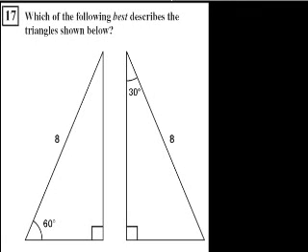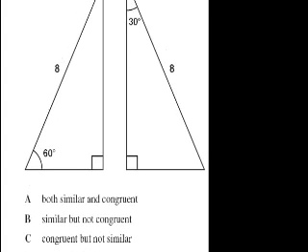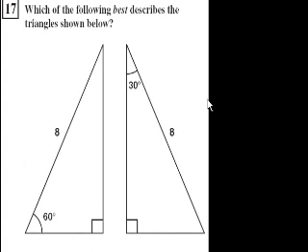All right, we're on problem 17. It says, which of the following best describes the triangles shown below? They want to know, are they similar, are they congruent, etc. Okay, so let's think about it a little bit. They tell us that this is a 60-degree angle, this is a 90-degree angle, right? They do this little square thing there that tells us 90-degree angle.